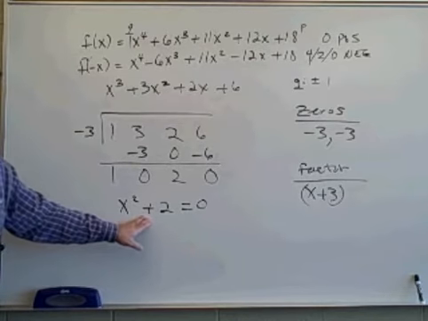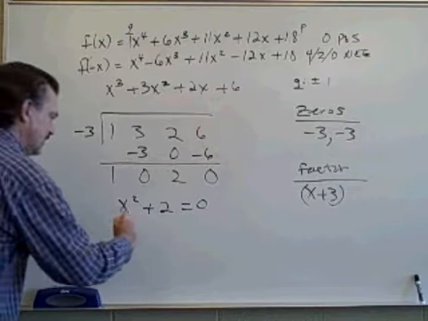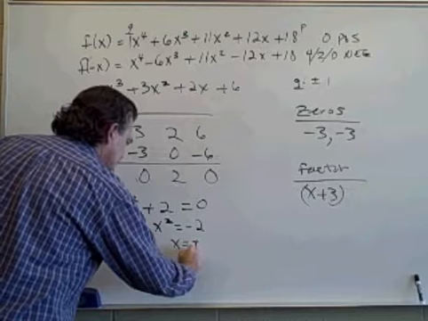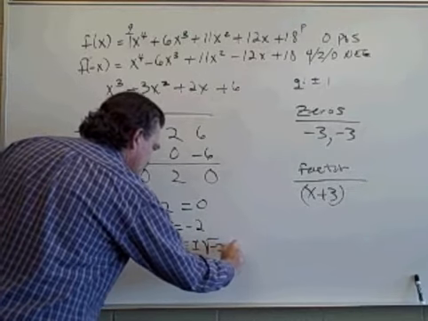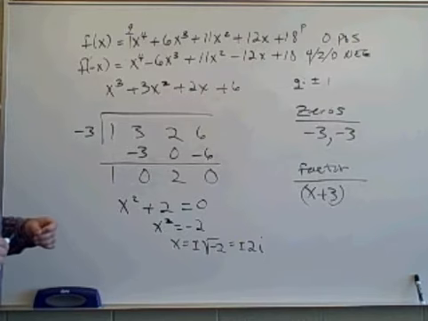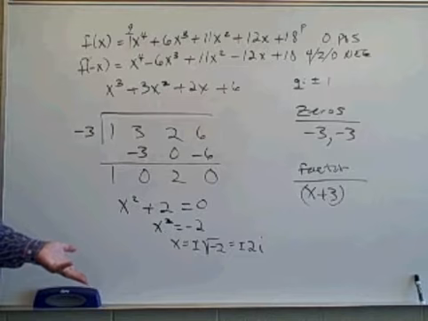Oh, quadratic equation where the first power term's missing. That's where we want to use the square root property. So x squared equals negative 2. X equals plus or minus the square root of negative 2, which is plus or minus i root 2, which are not real zeros. They are complex zeros.